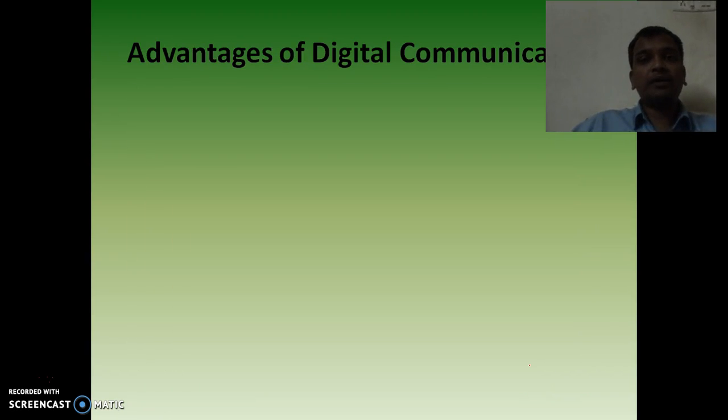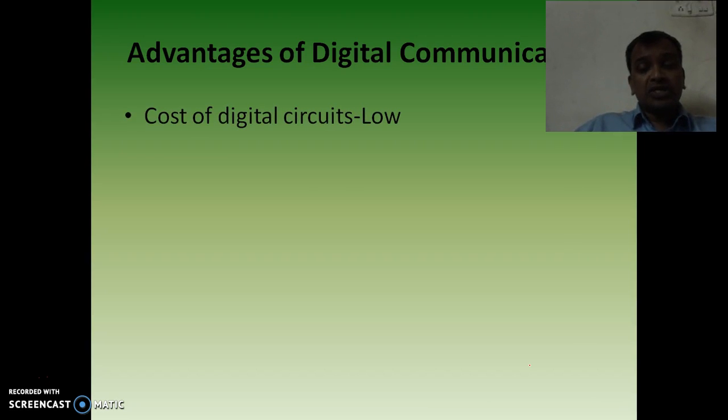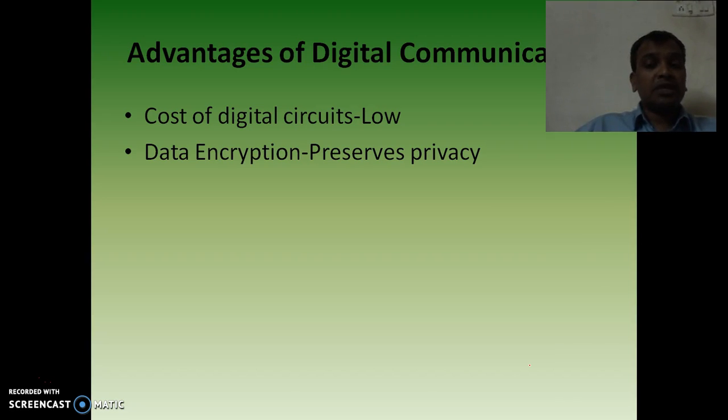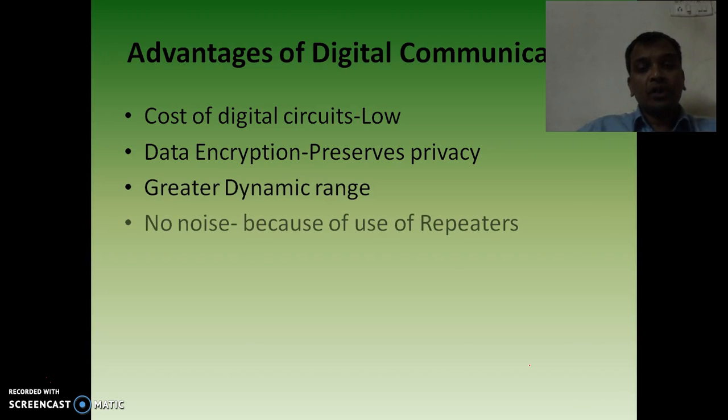The advantages that you get by digital communication are: the cost of digital circuits is very low compared to analog, so less cost compared to analog devices. The most important advantage is privacy. The data that you represent in terms of ones and zeros could be again encrypted using different encryption algorithms, so you can achieve privacy in digital communication. The dynamic range is greater. No noise because of the use of repeaters. We'll see this in the next session.